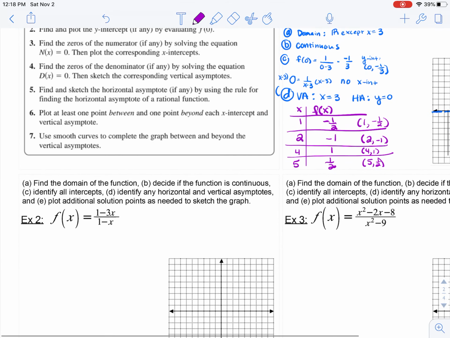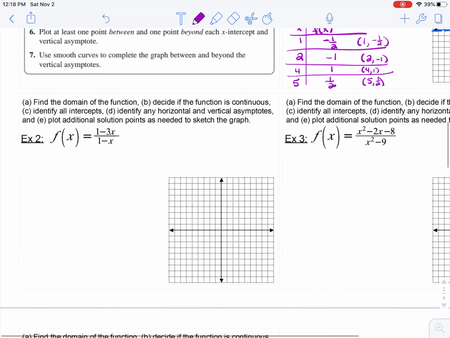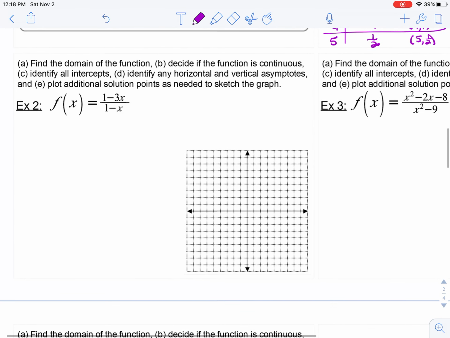So if I look at the next example, if I'm looking at the domain here, part A says find the domain of the function. So my domain is all real numbers except for what would make the denominator 0. So except x equals 1. There are no common factors here, so I can say this is continuous.